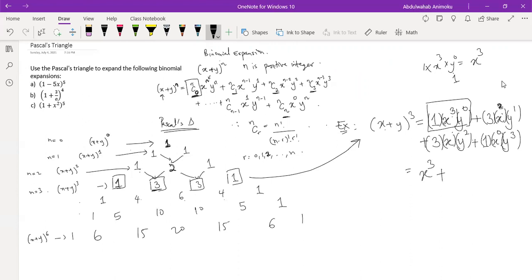What about the second one? We have basically 3x squared y. The third one, we have 3xy squared. And the fourth one, we have y cubed, okay? So this is the expansion of (x plus y) raised to power 3.